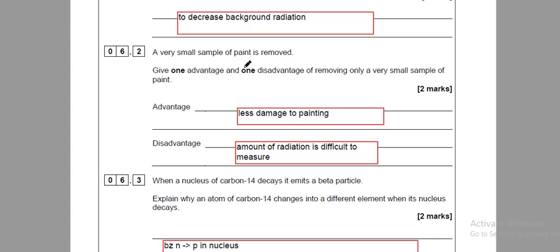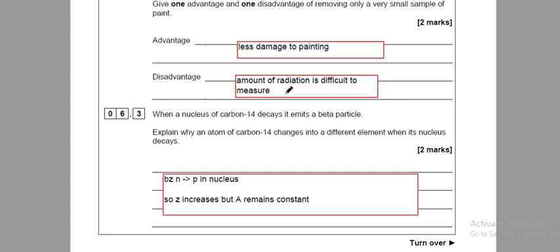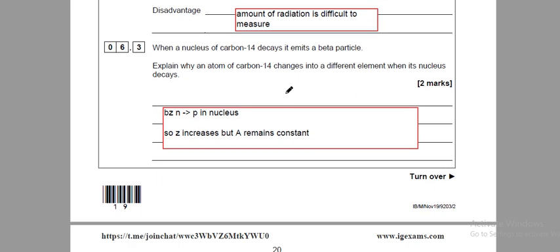A very small sample of paint is removed. Give one advantage and one disadvantage of this. Advantage: it will cause less damage to the painting. Disadvantage: the amount of radiation is difficult to measure.